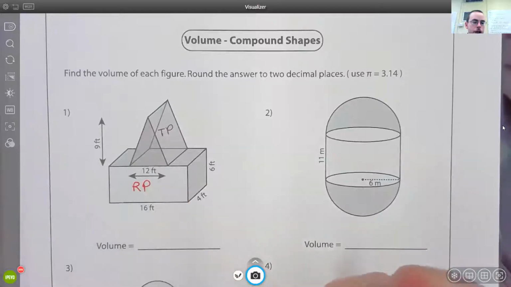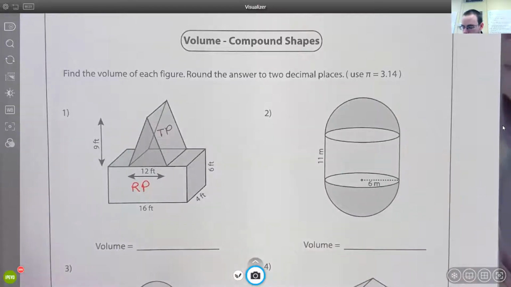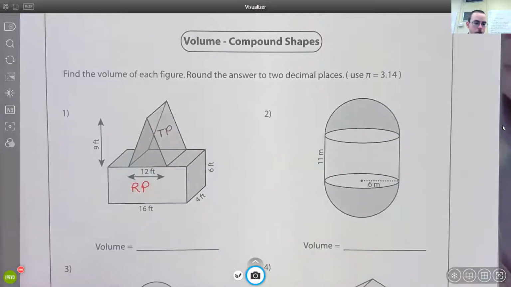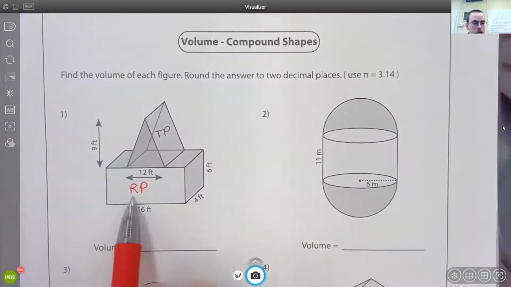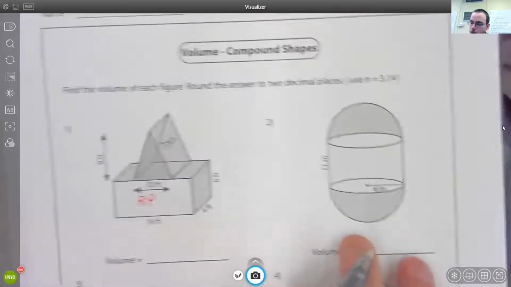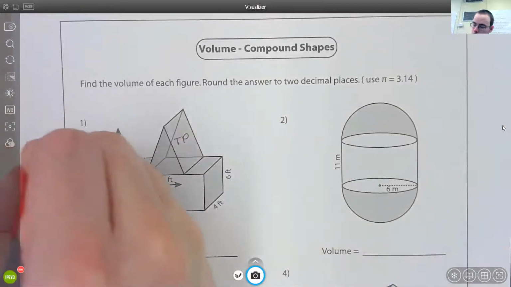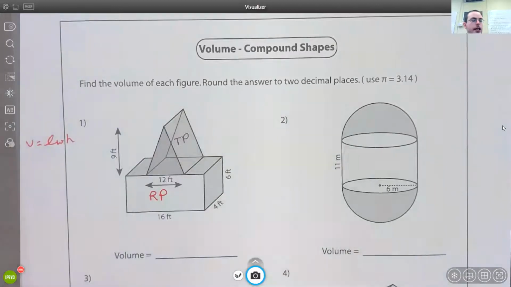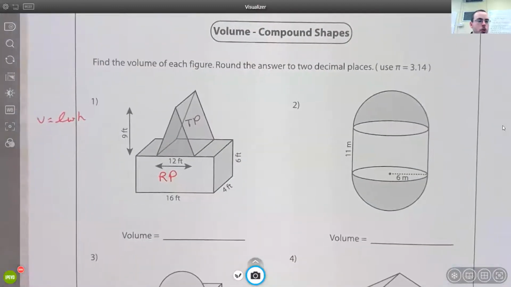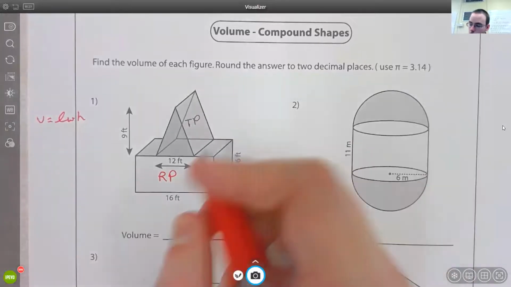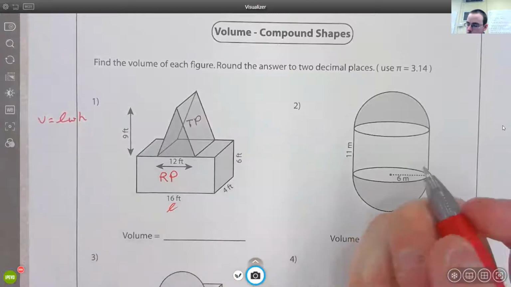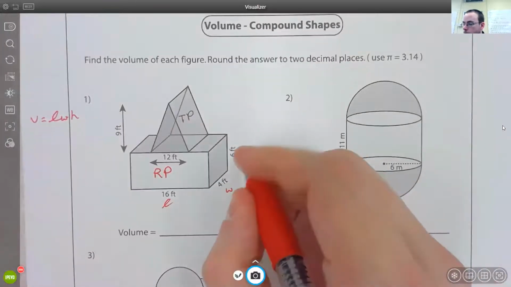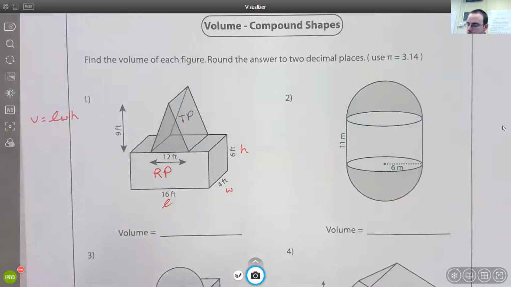We're going to start with the rectangular prism. You do get these formulas on a test, so make use of the formula sheet. There is one posted in the Google Classroom. The rectangular prism volume is length times width times height. In this case, the length is 16, the width is 4, and the height is 6.